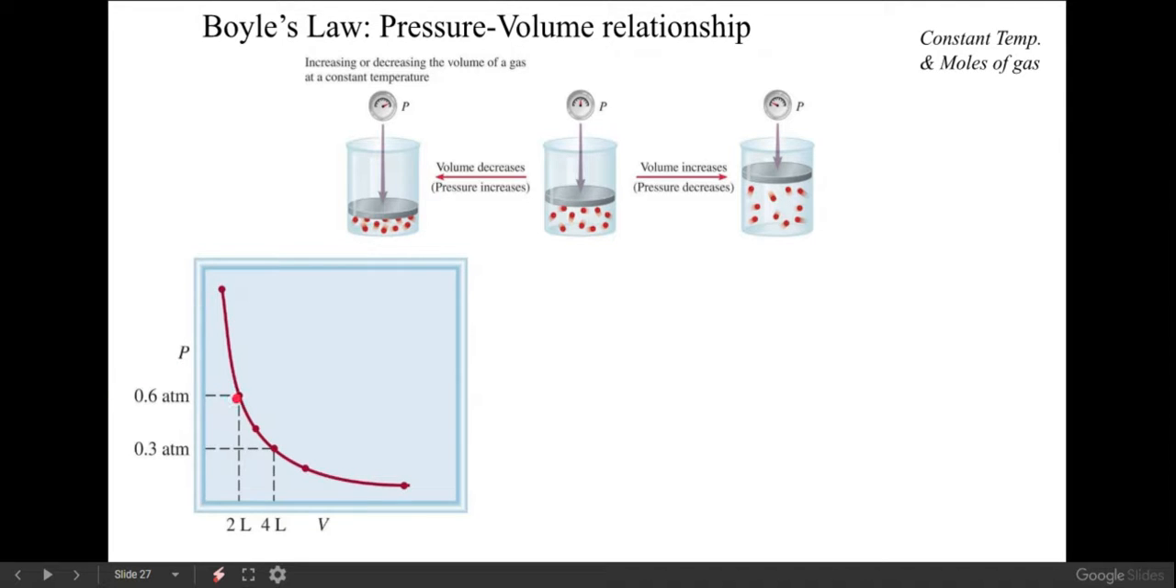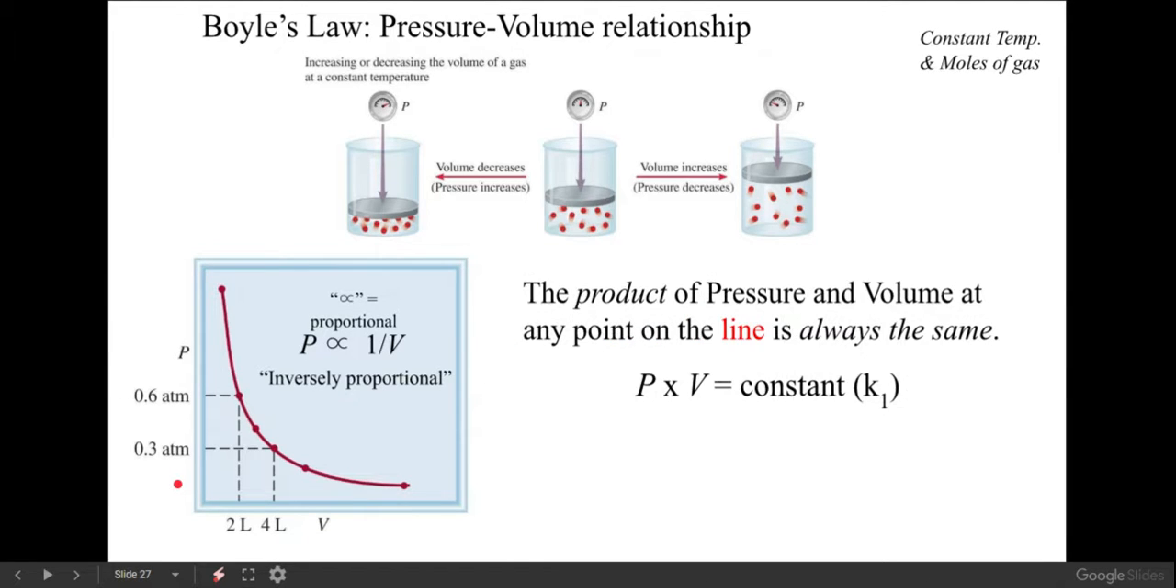At any point on this line, we'll find that if you increase the pressure, so if it gets higher up here, we're seeing the volume decrease, get smaller and smaller. Or as we look at the largest volumes, it equates to the lowest pressure. So at any point on this line, if you were to take the two values and multiply them, we would find that they equal a constant. So 0.6 times 2 is 1.2, and 0.3 times 4 is 1.2. So the product of these two is a constant value.